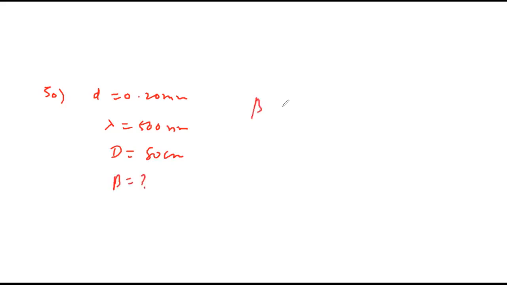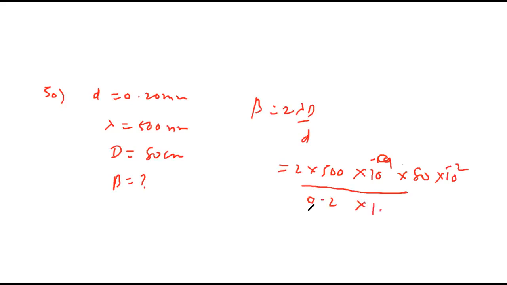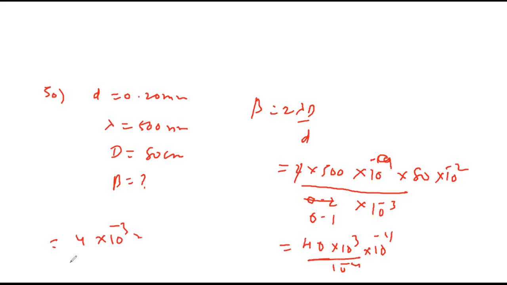Direct formula. Width of central maxima is 2 lambda D by d. 2 into 500 into 10 raised to minus 9. Capital D is 80 into 10 raised to minus 2, and small d is 0.2 into 10 raised to minus 3. So this will be 4 into 10 raised to minus 3 meter, that is 4 millimeter. Is 4 millimeter an option anywhere? Yes, see. Answer.